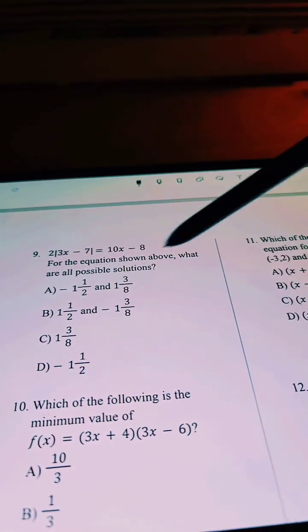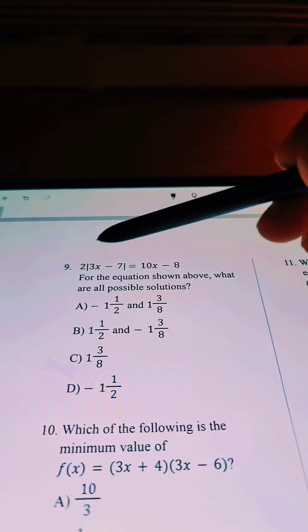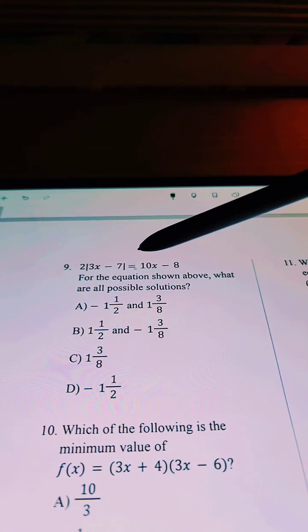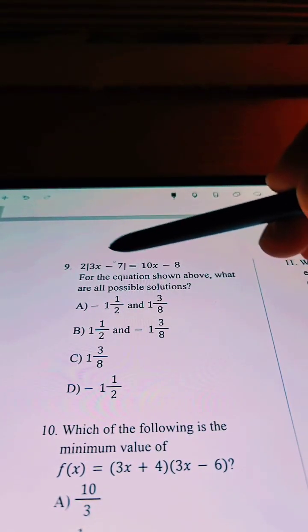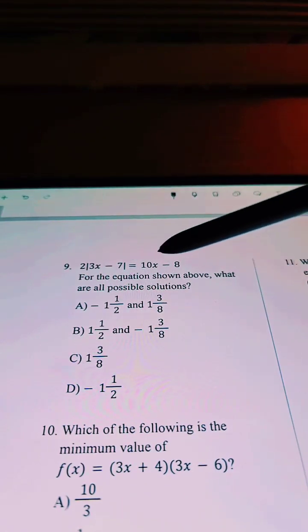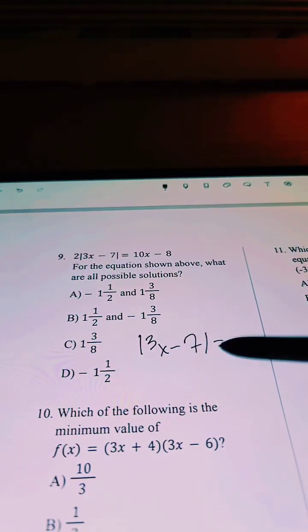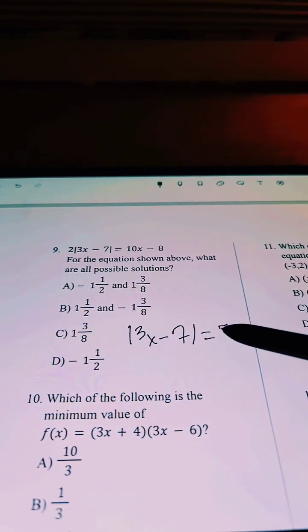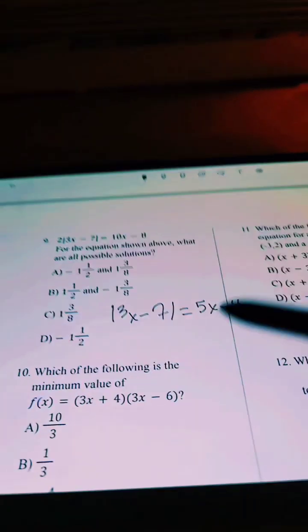So we have this, which is like an absolute value type of situation right here. Remember, absolute value just means that you take whatever's inside the parentheses and make it positive, basically. So we're going to start by dividing by 2 on each side to isolate the absolute value bars. So it's going to cancel on the left. And then if I do 10x divided by 2, I get 5x. Negative 8 divided by 2 is going to be negative 4.